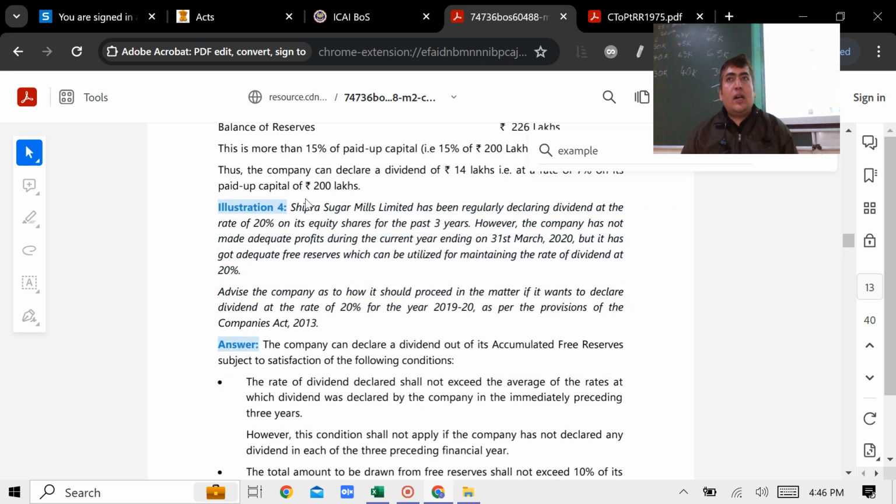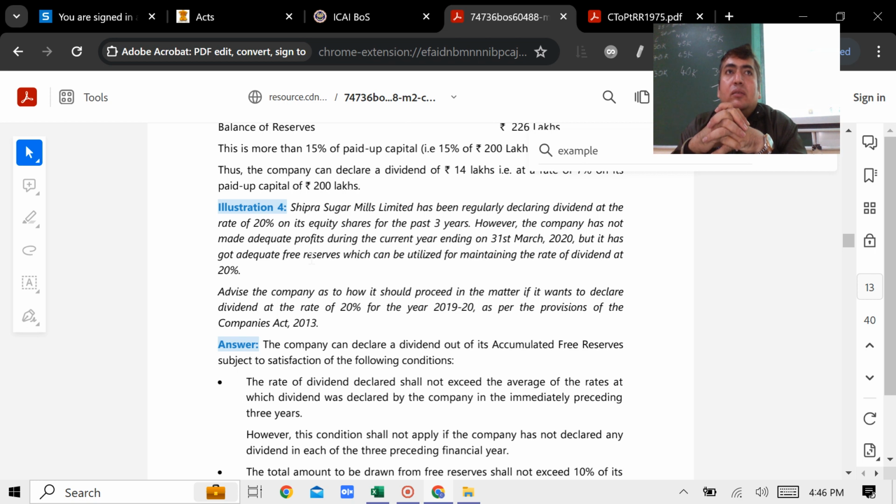Are you ready? So Shipra Sugar Mills Limited has been regularly declaring dividend at the rate of 20% on its equity shares past 3 years. So according to this, guys, past 3 years average कितना आ गया? 20%. However, the company has not made adequate profit. But as soon as this line comes, company has not made adequate profit and dividend, it is quite obvious that company now will declare out of reserve. But it has got adequate free reserve. Did you know the trick? I would say it is the easiest question. The reason is the data about free reserve, data about paid up capital is not provided. So I think it's a little bit easy for you to solve. So you tell me, according to this data, what is the maximum rate of dividend you can go?